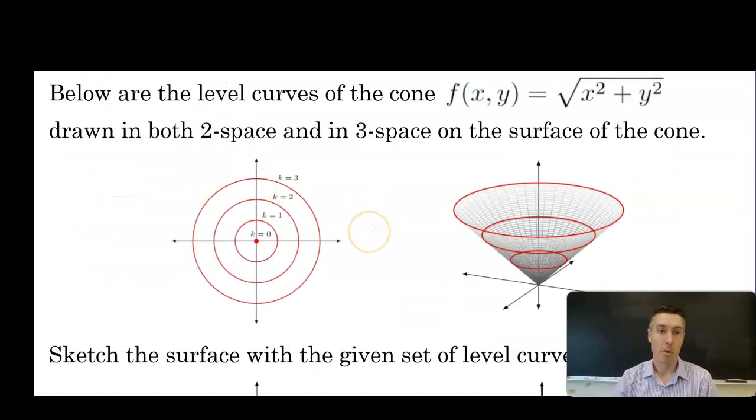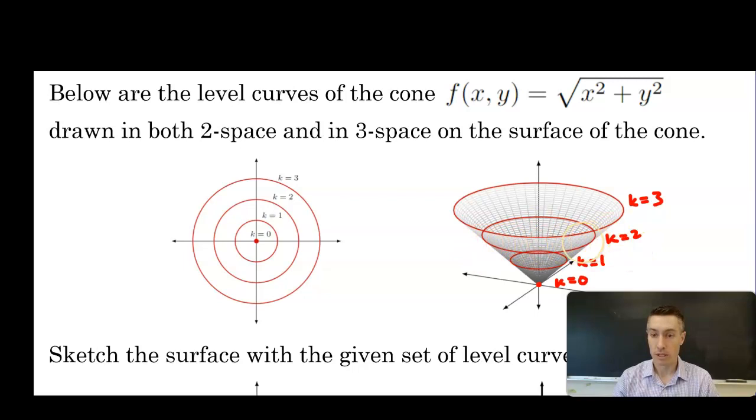Okay, back to this example. Below are the level curves of the cone f of x, y equaling the square root of x squared plus y squared, drawn in both 2-space and 3-space on the surface of the cone. Okay, so we have circular level curves. They are evenly spaced out. You see they're labeled k equals 0, 1, 2, 3. And then we compare it to the surface of the cone, and there's a point right there. So that's k equals 0, that's the point. And then we have k equals 1, k equals 2, k equals 3.